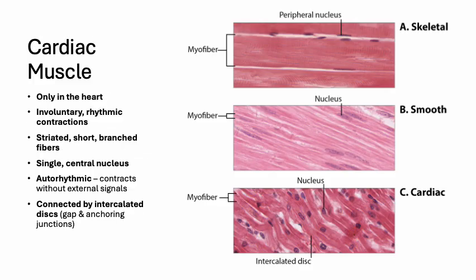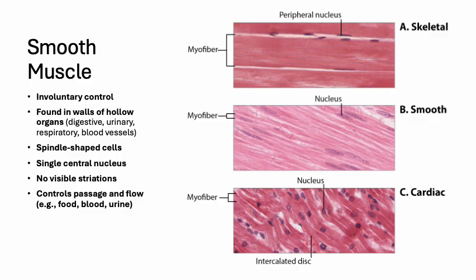Cardiac muscle is found only in the heart and is responsible for pumping blood throughout the body. It contracts involuntarily and follows a rhythmic pattern that does not require conscious control. The cells are short, branched, and striated with a single central nucleus. One unique feature of cardiac muscle is its autorhythmicity, meaning it can generate its own electrical signal to initiate the contraction. The cells are connected by intercalated discs, which contain both anchoring junctions and gap junctions.